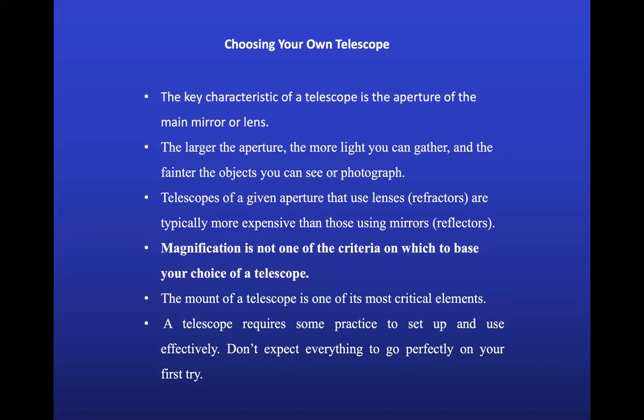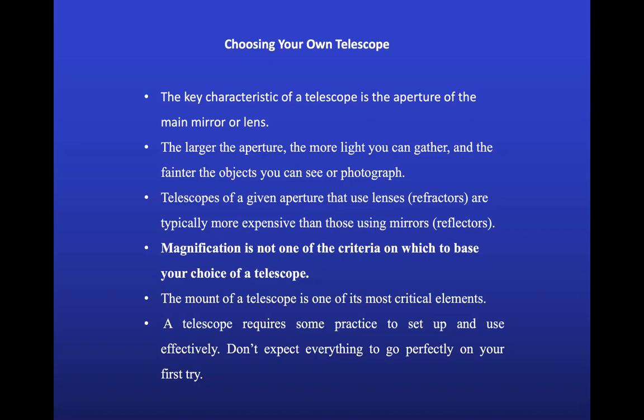And then one thing that you need to make sure of is that magnification is not one of the criteria on which to base your choice of a telescope, which means you don't choose a telescope based on its magnification, right? Because when you go to a website or a shop anywhere around the world, the salespersons try to sell telescopes based on magnification power, but that should not be a factor to buy a telescope.